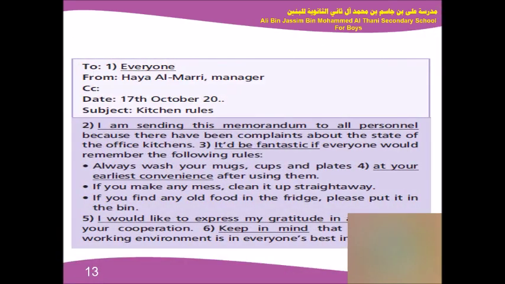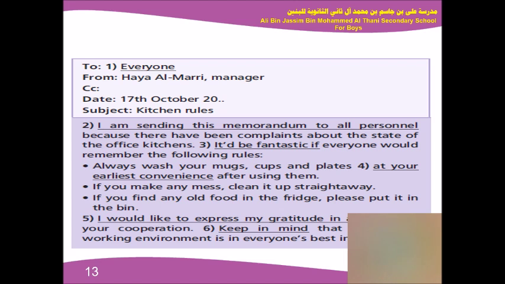This is the memo. I will give you a few seconds to read it. As you can see, the structure here is to, from, CC, date and subject. The first paragraph talks about the reason for writing and sending this memorandum to all personnel because there have been complaints about the state of the office kitchen. So this is the reason. And here he uses some bullets to talk about the instructions.